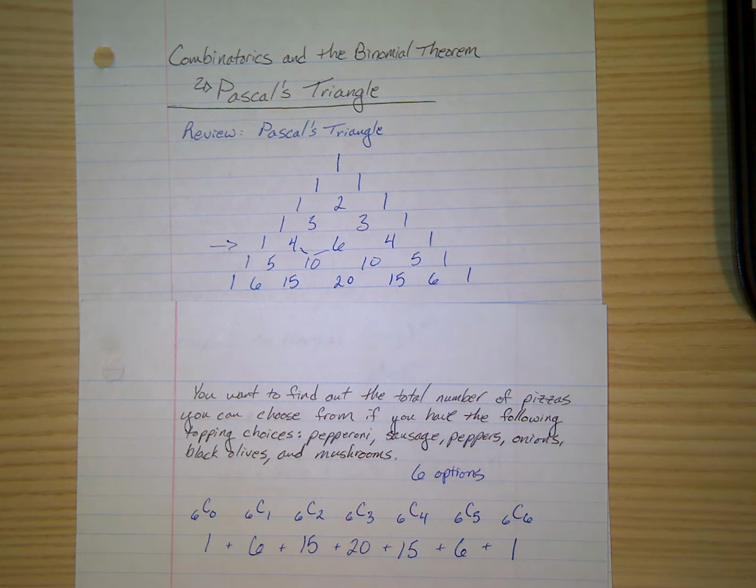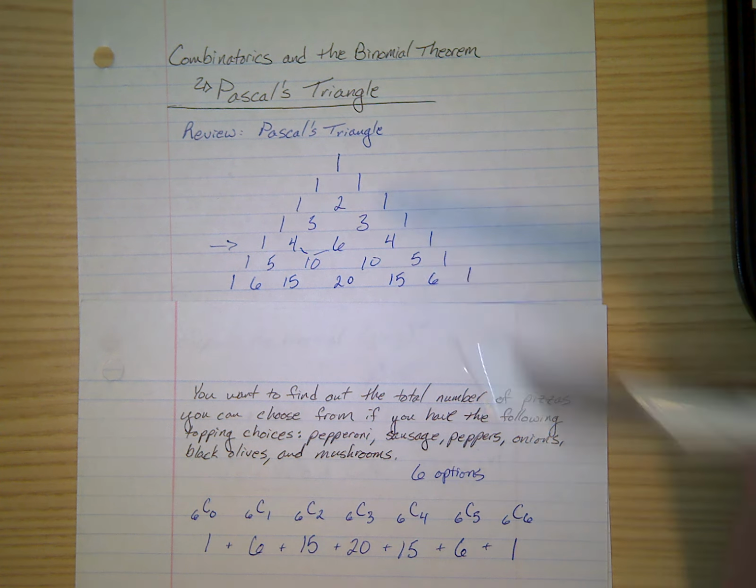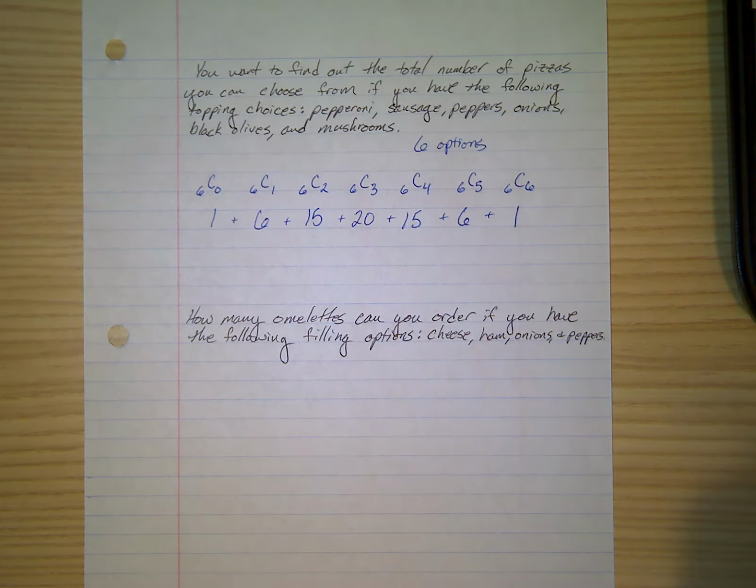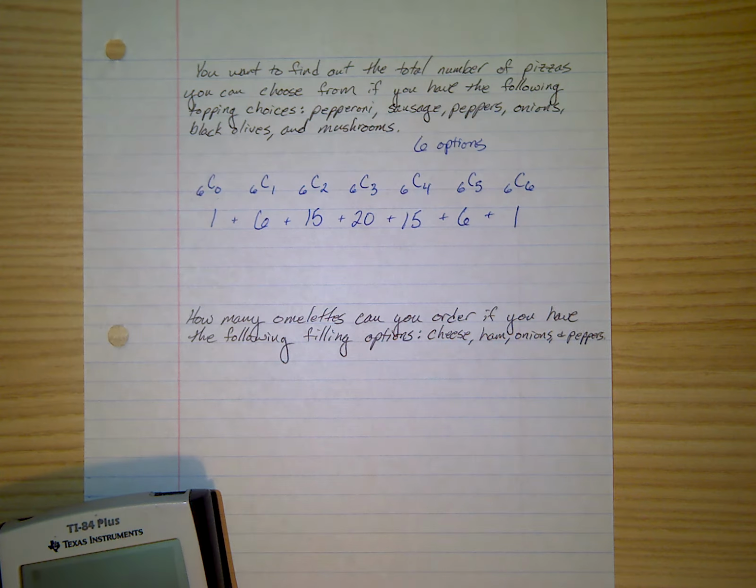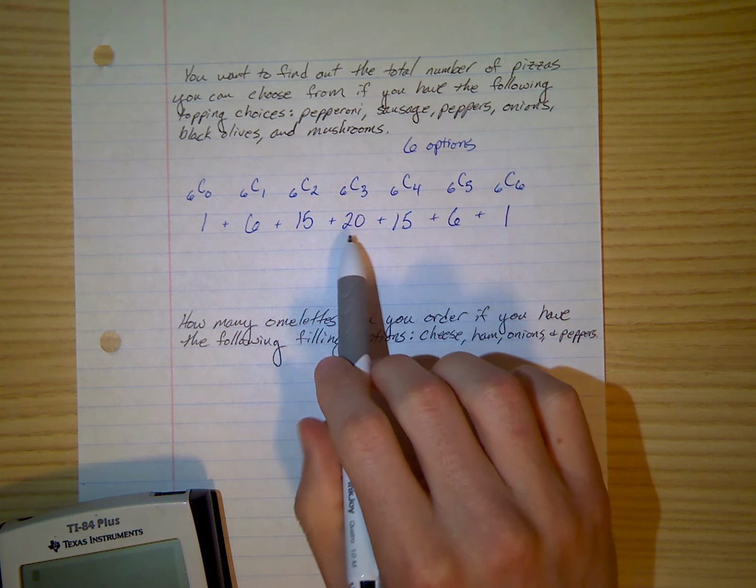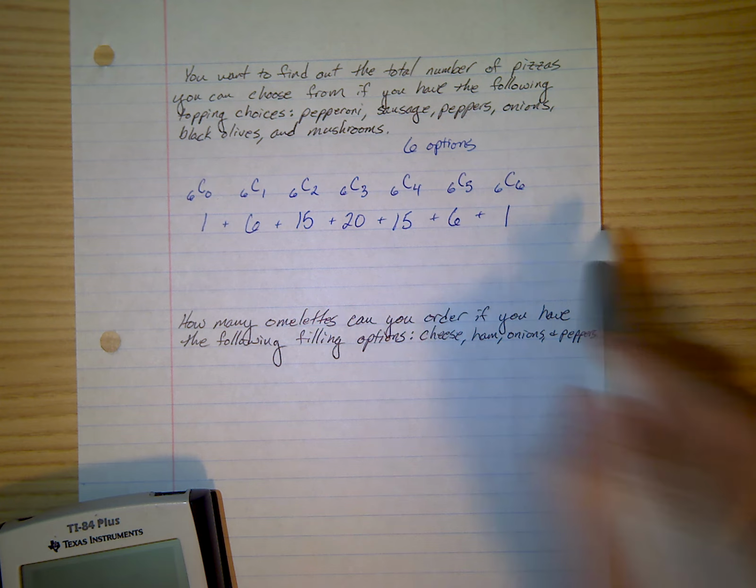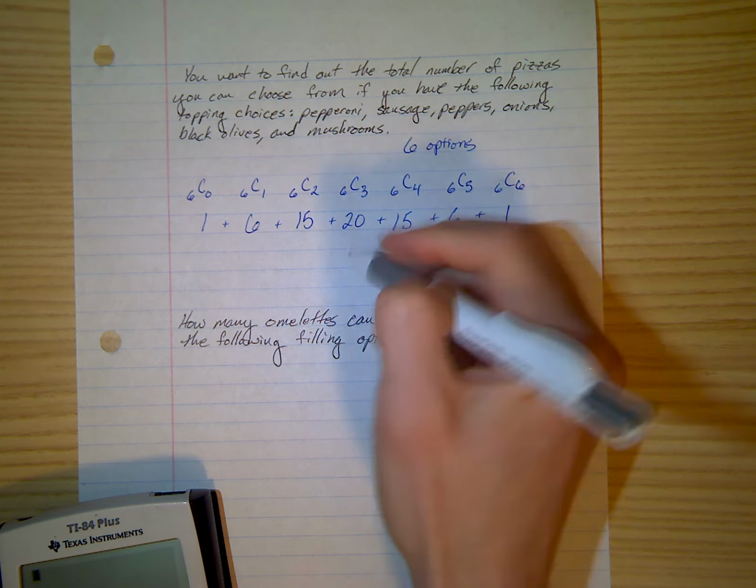So anytime you have a problem like this, just use Pascal's triangle. That's what I was trying to get at here. Okay, and then you can just add them all up. All right. So what is it? 7, 22, 42, and then another 22. So 64 options.